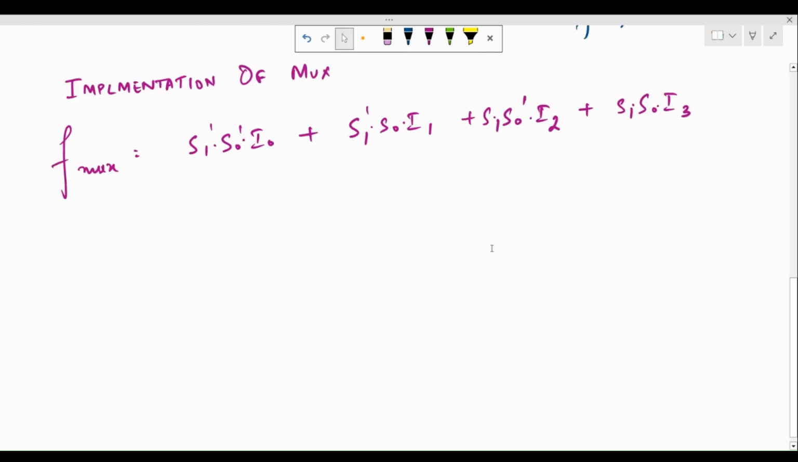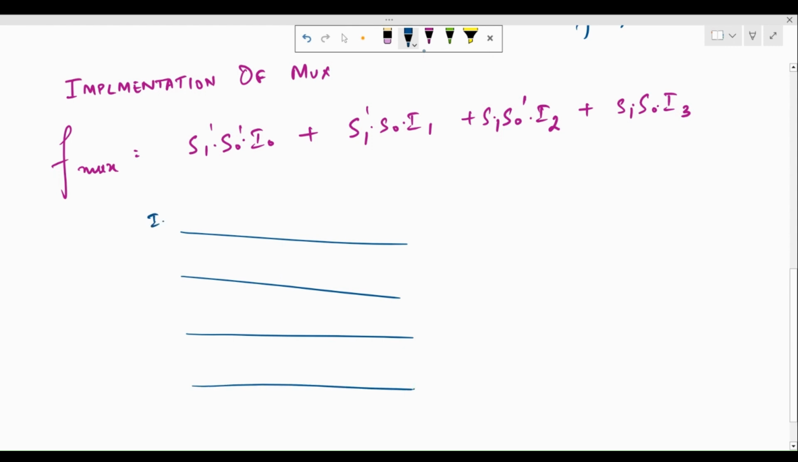Let us now try to implement the multiplexer using logical gates. So we have four inputs, I naught, I1, I2, and I3. I naught, I1, I2, and I3 are the four inputs.